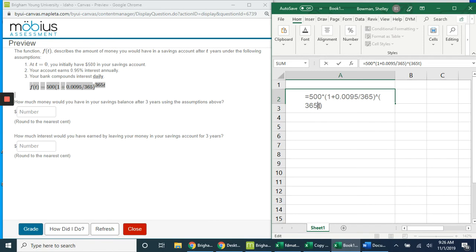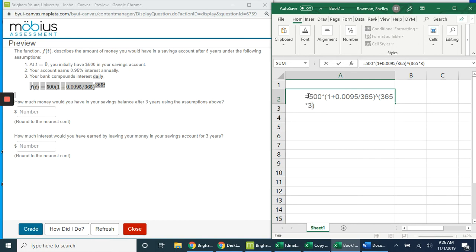And because I'm going to be calculating something, this t here needs to be replaced with a number. And again, there's nothing between the 365 and the t, so I need to let Excel know that it needs to multiply, and I need to multiply it to something. T equals years, so I'm going to come over here and see what it needs for years. How much money would you have in your savings balance after 3 years using the assumptions above? So I'm going to put 3 in for t, substituting here, and this will now calculate for 3 years.